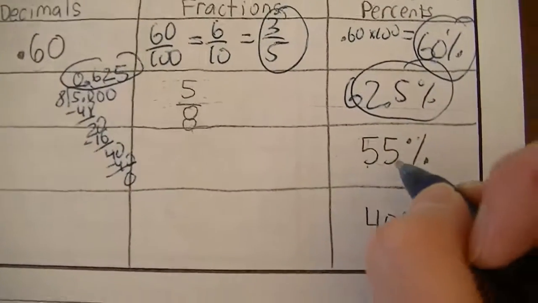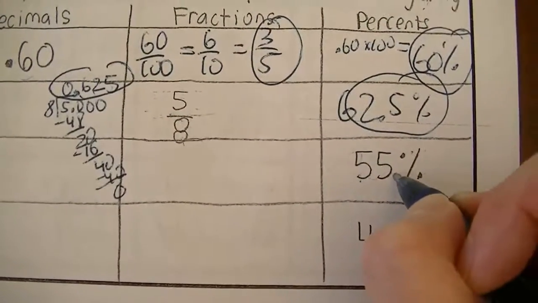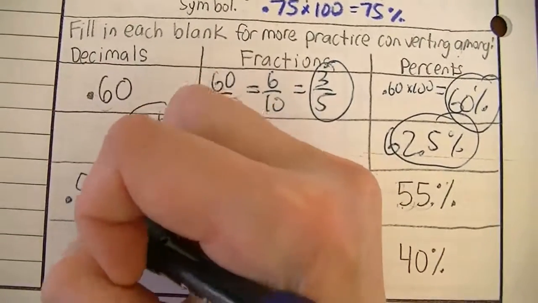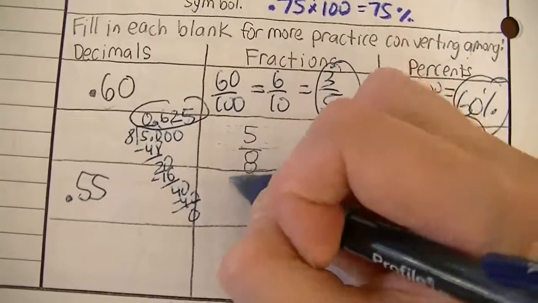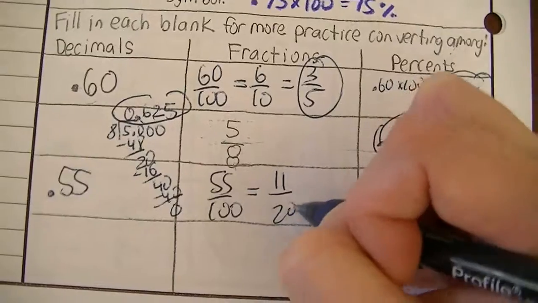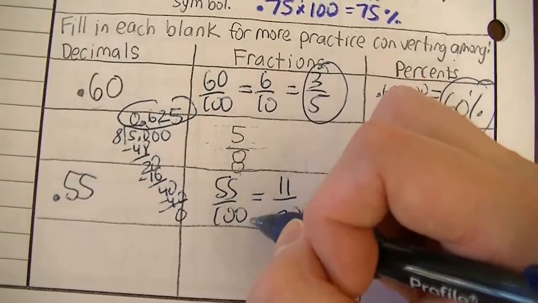Okay, to go backwards here, there's the decimal there. 0.55, that's the decimal, 55 hundredths. Say it out loud to get the fraction, 55 hundredths. Simplify it down, 11 twentieths. I got 11 twentieths because I divided the numerator and the denominator by 5.